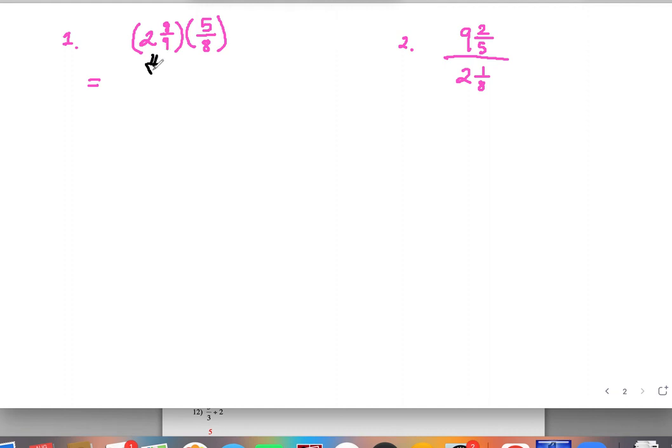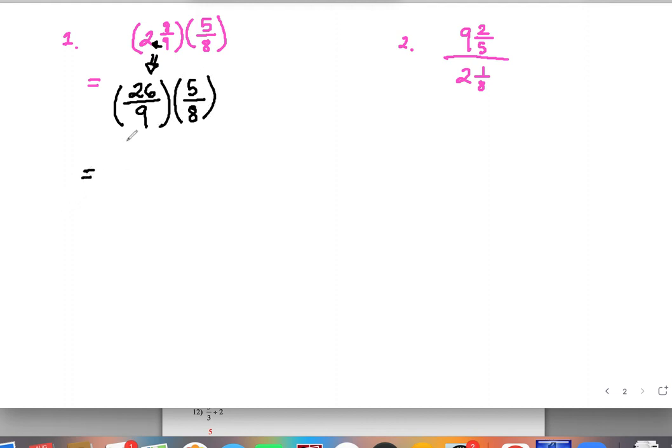as an improper fraction. So this fraction is a mixed number, 2 and 8/9. We're going to change it into an improper fraction. 2 times 9 is 18, plus 8 is 26. That becomes the numerator. Over the denominator is 9. Times 5/8, and that's already a fraction. We don't want it as a mixed number.